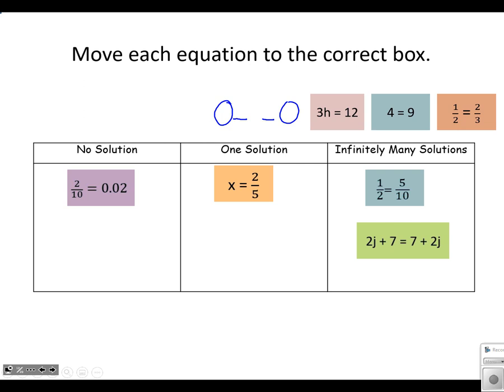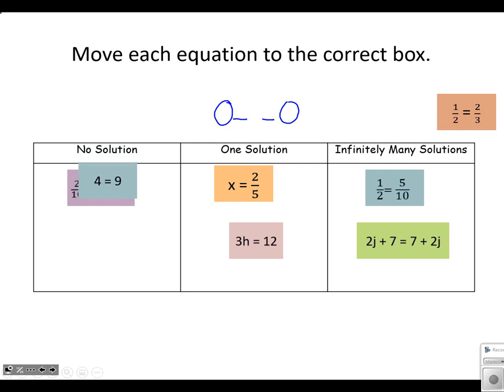I only have a variable term on one side, not the other. That tells me my variable terms are not the same, so that's one solution. That solution would be h equals 4 if you kept working. 4 equals 9. True or false? False. No solution. 4 is never going to equal 9.